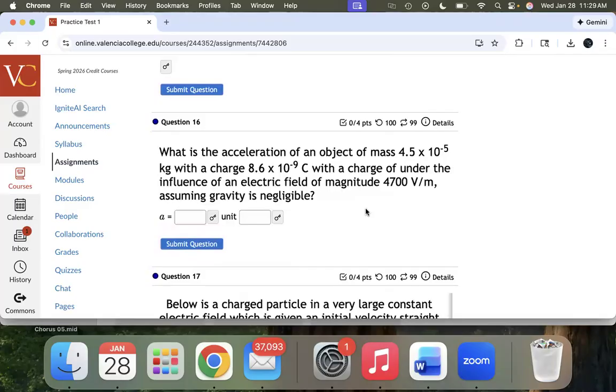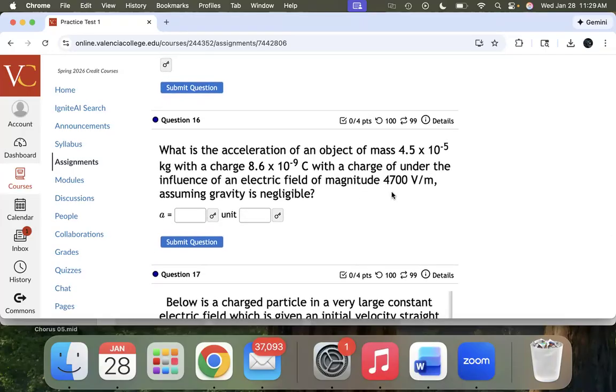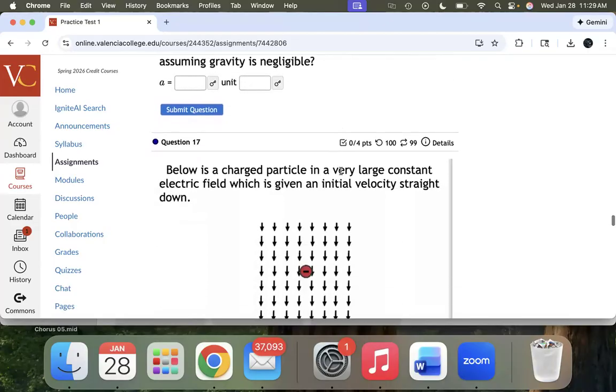Remember, F equals ma. So if you calculate a force, divide by the mass, you'll get acceleration. Well, how do we calculate the force? The force is Q, the charge, times the electric field. So we're going to use F equals QE and F equals MA. Put those together and solve for A.